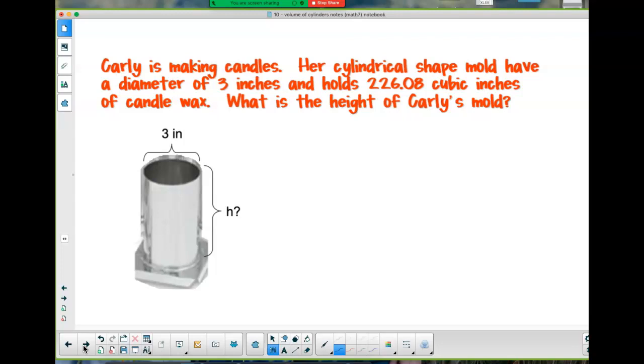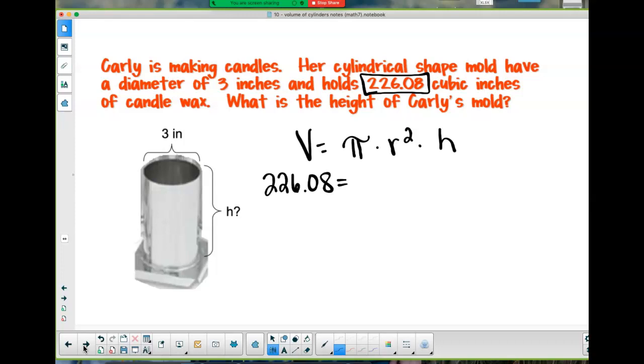Okay, so we want to figure out what is the height of her mold. Okay, you guys, this is why we usually start by writing the formula down. Because if we write the formula down, now we can plug everything into that. So start by writing that. V equals pi times radius squared times height. And then let's fill in what we know. Do we know the volume? Yeah, this problem tells us that it holds this much. So that's the volume. 226.08 equals, what's pi? 3.14.